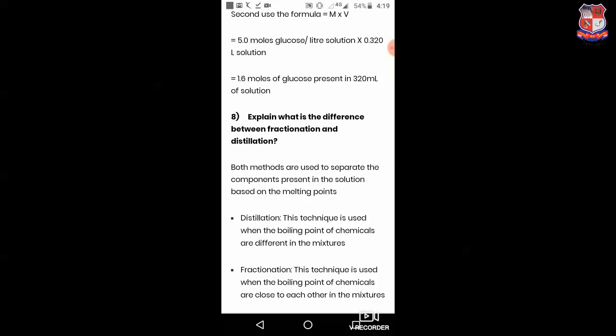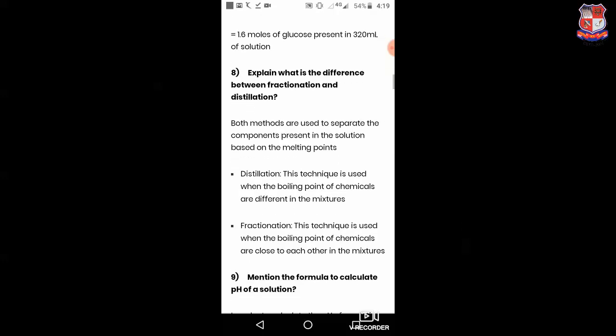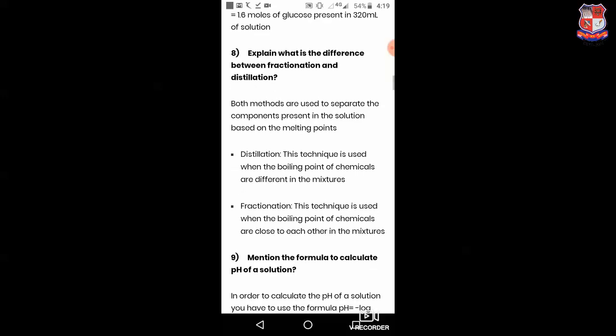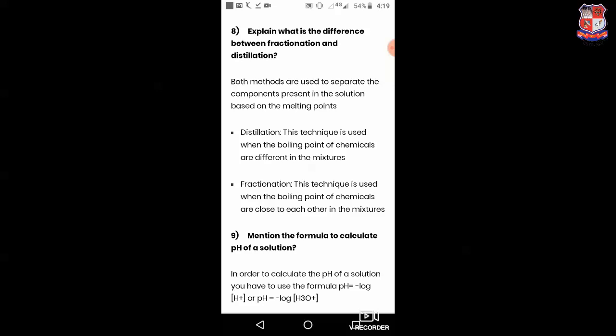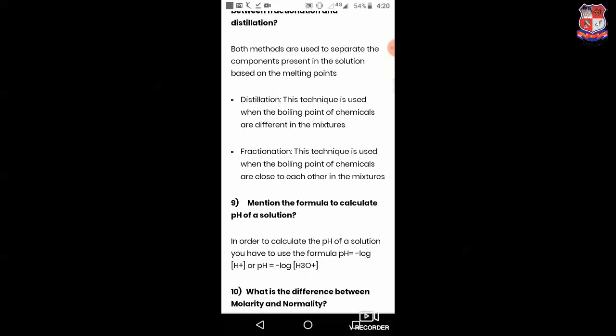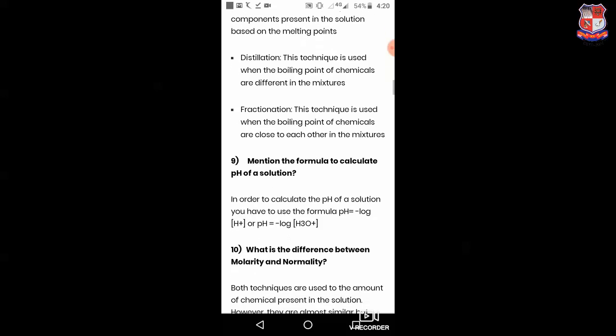Explain the difference between fractionation and distillation. Both methods are used to separate the components present in a solution based on their boiling points. Distillation is the technique used when the boiling points of the chemicals in the mixture are different. Fractionation is the technique used when the boiling points of the chemicals are close to each other in the mixture.